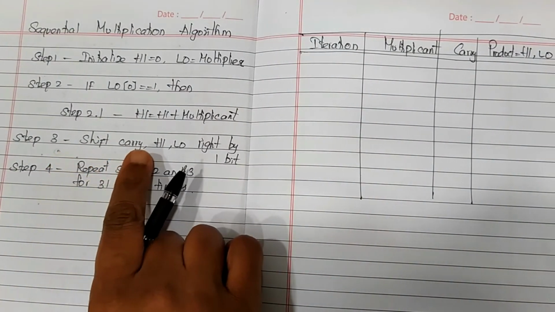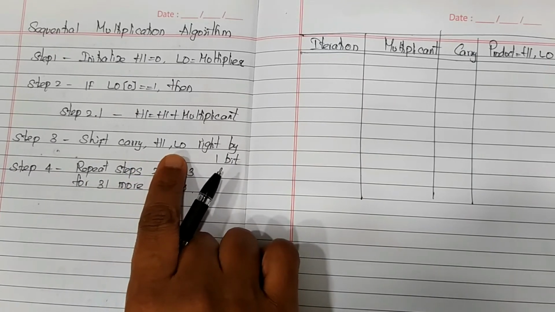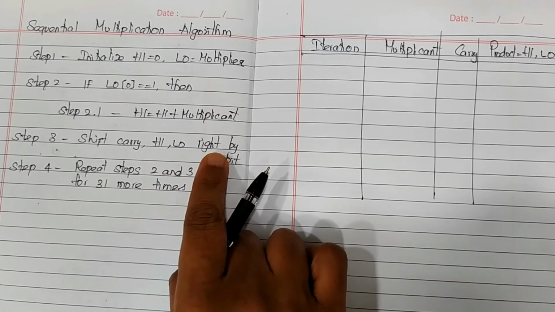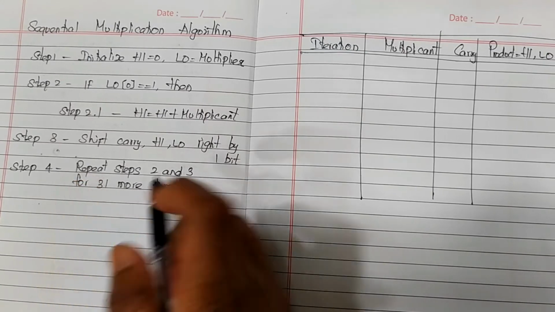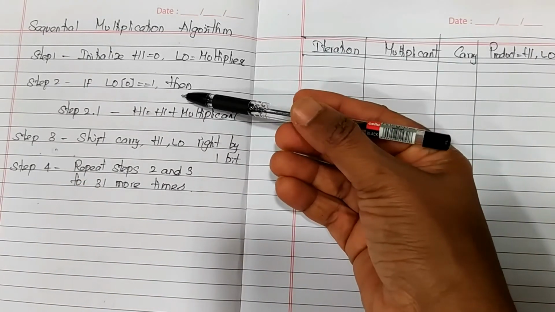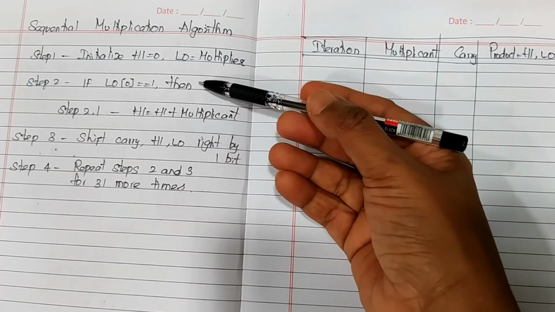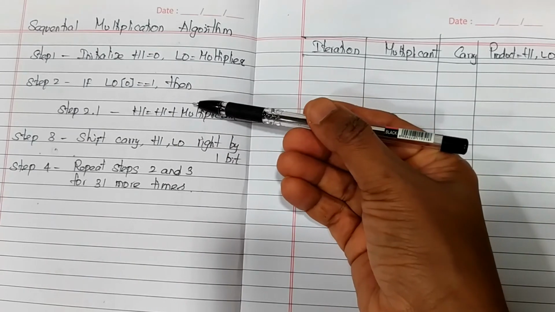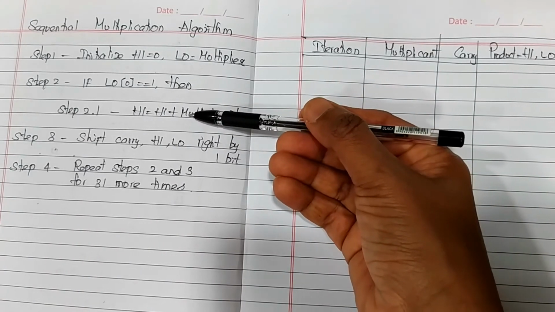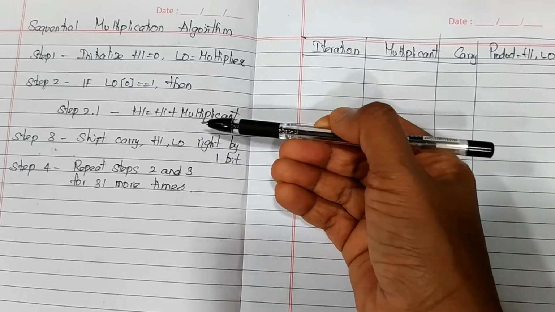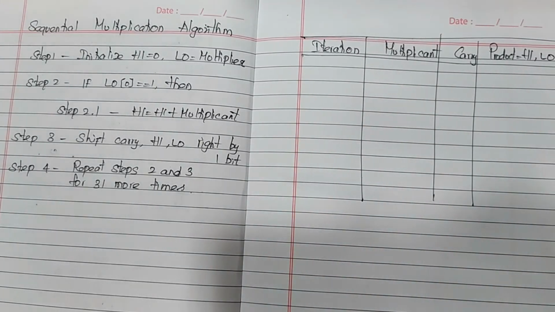Step 3, shift the carry and high and low register right by 1 bit. And then step 4, you are going to repeat step 2 and 3 for 31 more times. So already you did one time. So another 31 times. So totally you will be doing it 32 times. So this is the idea of the multiplication algorithm.